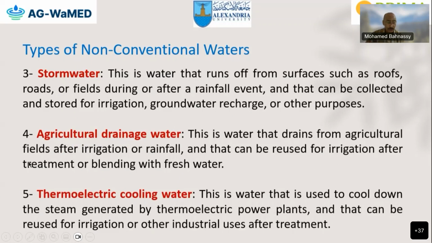Another type of non-conventional water is agricultural drainage water. This water drains from the agricultural fields after irrigation or rainfall, and that can be reused for irrigation after treatment or blending with fresh water. Thermoelectric cooling water. This water is used to cool down the steam generated by thermoelectric power plants, and that can be reused for irrigation and other industrial uses after treatment.